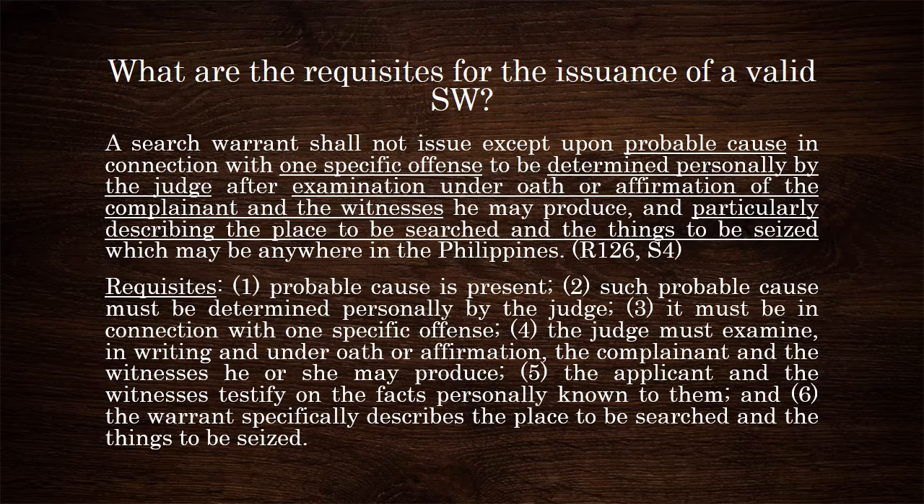Requisites, based on the statement in Rule 126 Section 4. Number 1, probable cause is present. Number 2, such probable cause must be determined personally by the judge. Number 3, it must be in connection with one specific offense. Number 4, the judge must examine in writing and under oath or affirmation the complainant and the witnesses he or she may produce. Number 5, the applicant and the witnesses testify on the facts personally known to them. And number 6, the warrant specifically describes the place to be searched and the things to be seized. So, those are the requisites based on the rule found in Section 4, Rule 126.